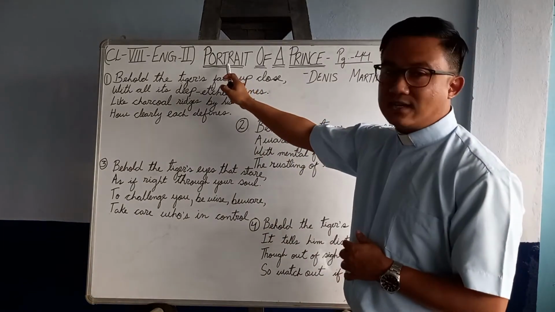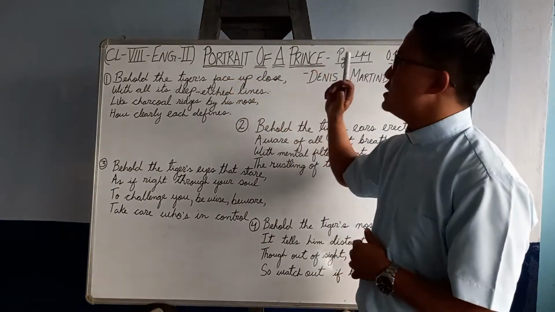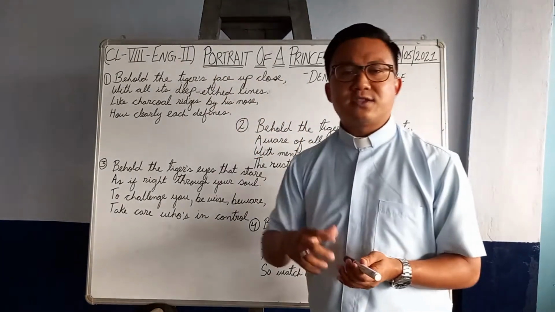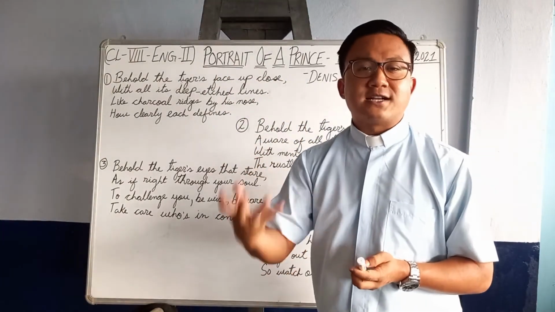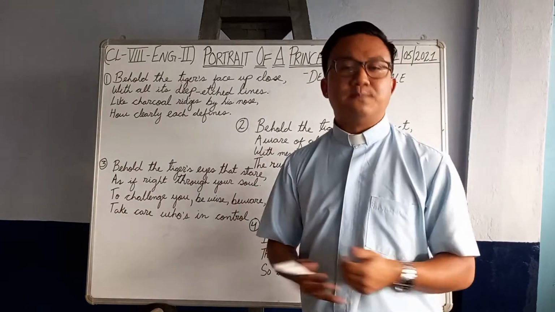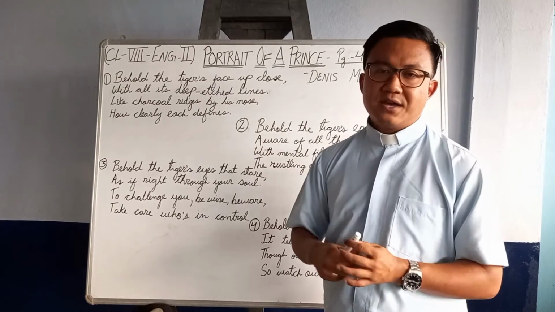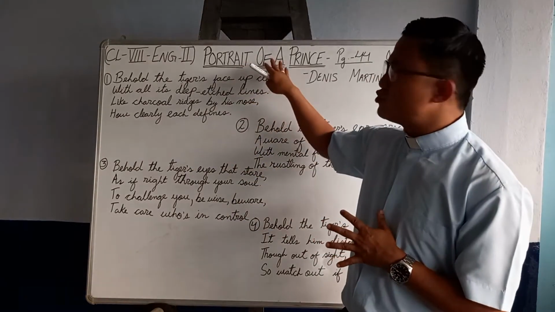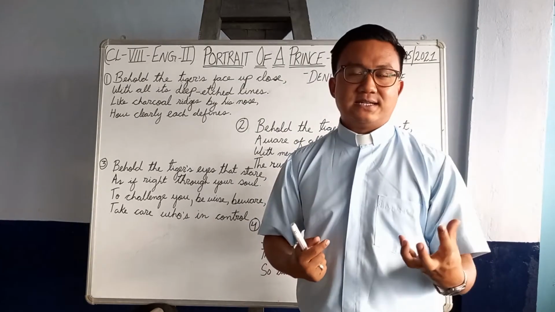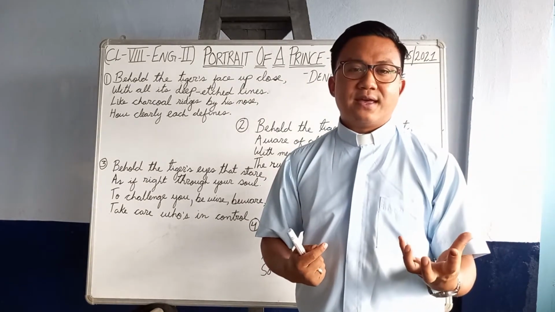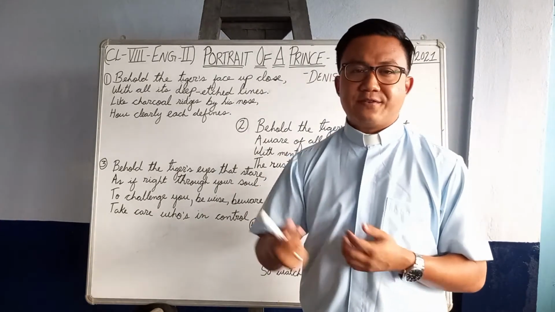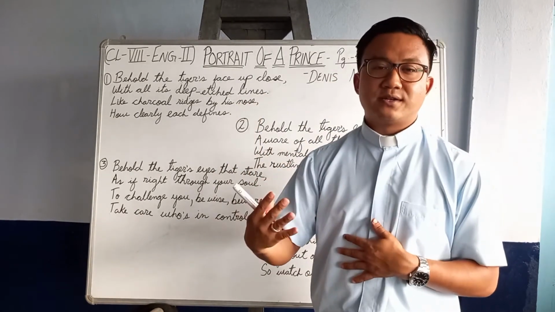Now, about the title of the poem, Portrait of a Prince. You know the meaning of portrait, right? Portrait means it's a drawing, an art, a picture. And prince means a royal person, the son of a king. So in this poem, Denis Martindale tries to depict a tiger as a prince, a royal person.